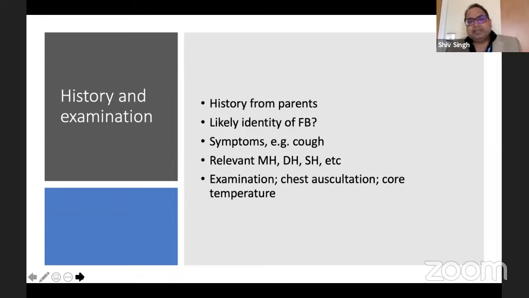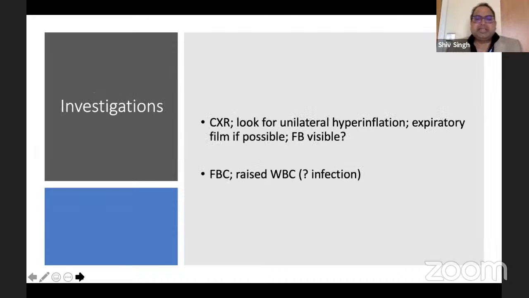You'll obviously examine the chest. You'll auscultate, take core temperature to make sure there are no signs of systemic infection, and get a chest X-ray. You will normally look for it, and there is usually unilateral hyperinflation. And if possible, if you can take an exploratory film, then that'll be great.